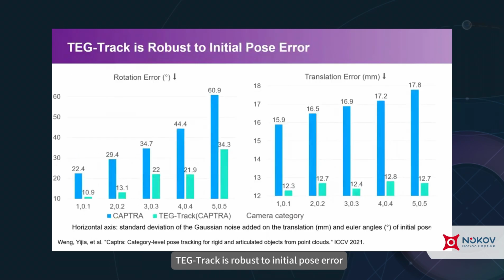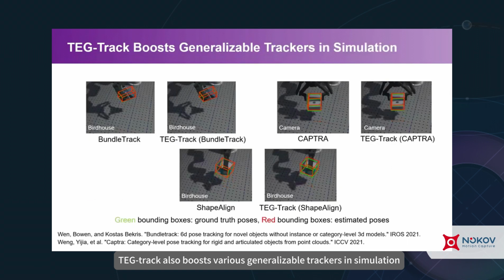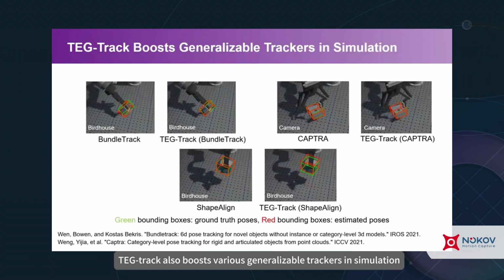TegTrack is robust to initial pose error. TegTrack achieves much higher accuracy than the baseline when Gaussian noise is added to the initial pose. TegTrack also boosts various generalizable trackers in simulation.